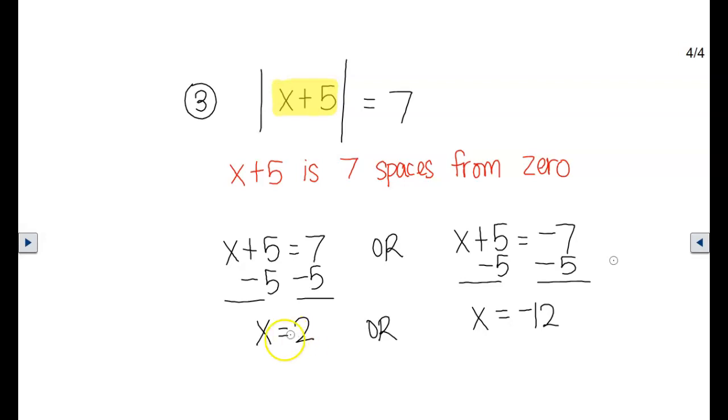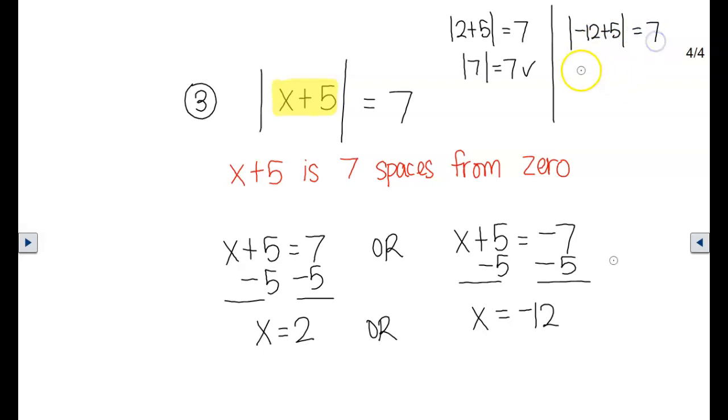If I plug in this 2 up here where I see x, I get the absolute value of 2 plus 5 is equal to 7. Do what's in the grouping symbols first, so the absolute value of 7 is 7. That checks out. Plug in negative 12 for that x. You get the absolute value of negative 12 plus 5 is equal to 7. Do what's in the bars. Absolute value of negative 7 is 7. Checks out. So my solution set for this problem should be 2 and negative 12.